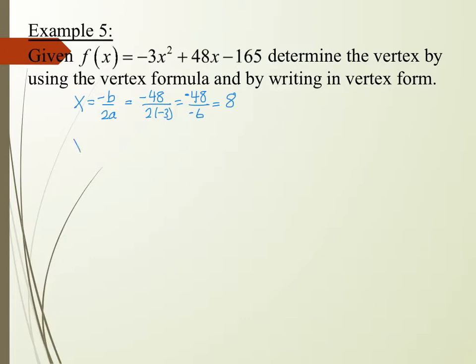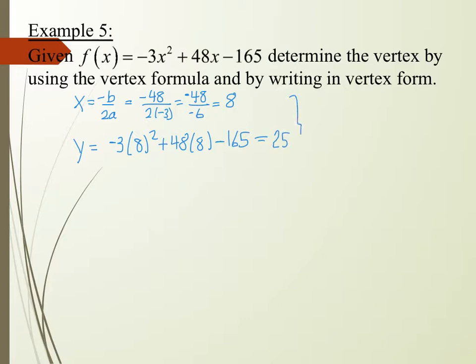Now we'll find the y value. When we find the y value, we'll put in -3 times 8², plus 48 times 8, minus 165, right? And so when we do all of that particular work, we'll end up with 27.